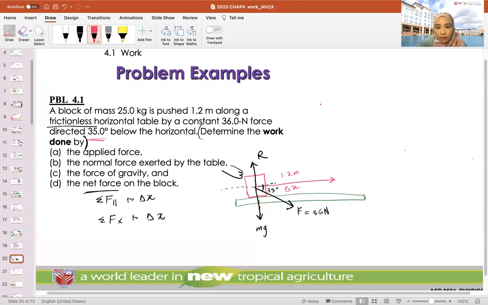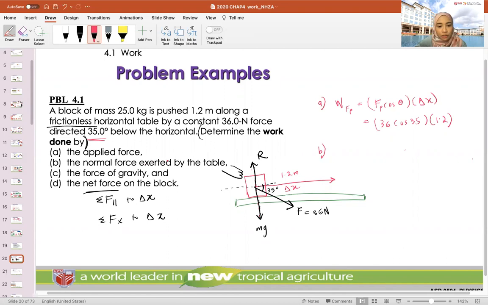Okay, so A is the applied force. We need to know what is the component parallel to displacement delta X. So the work done by Fp is equal to F cosine 35 times 1.2. No, I should write the general equation first: F cosine theta delta X, for you guys in your reference. So this is going to be 36 cosine 35, this is Fp, and this is going to be 1.2. So this is the work done by the pushing force.